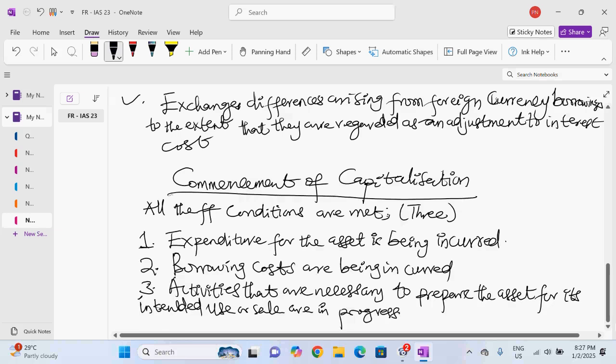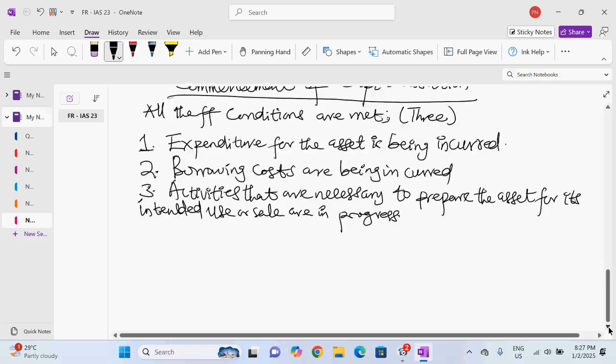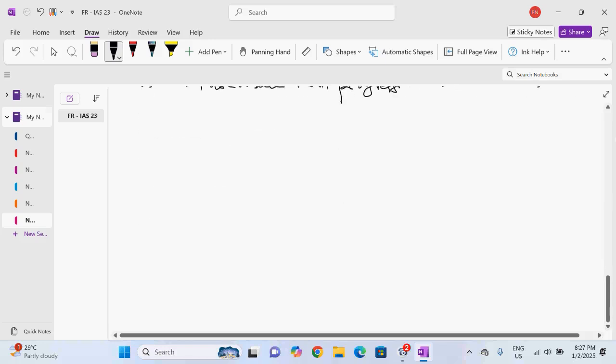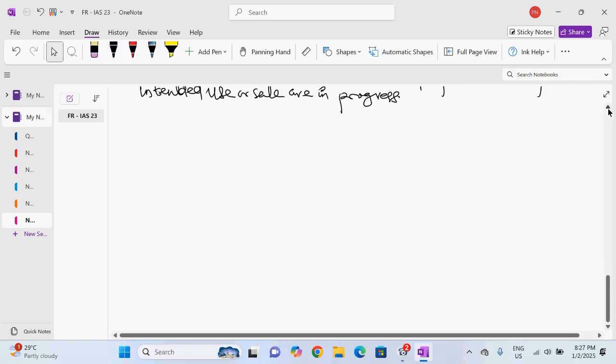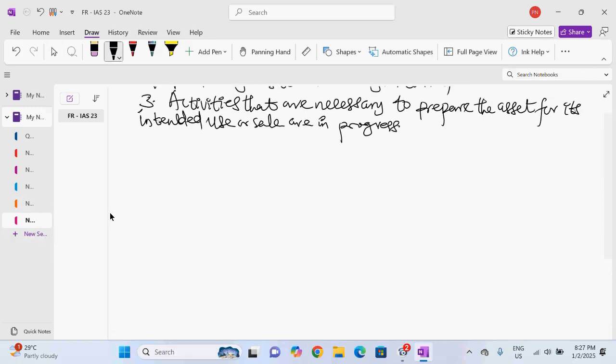Moving on to the suspension of capitalization. When do we suspend capitalization?